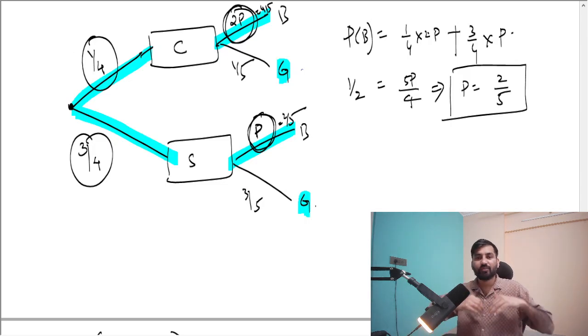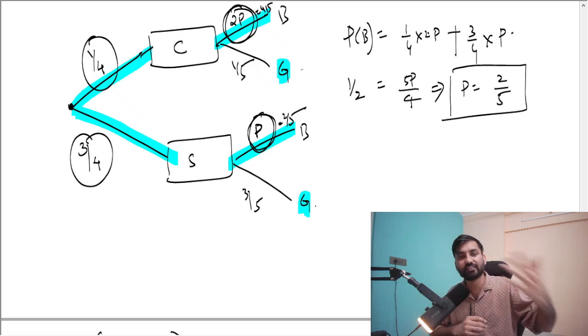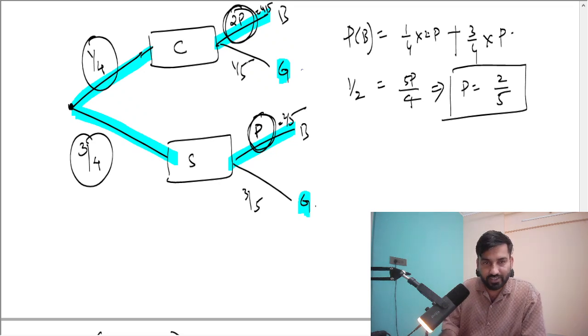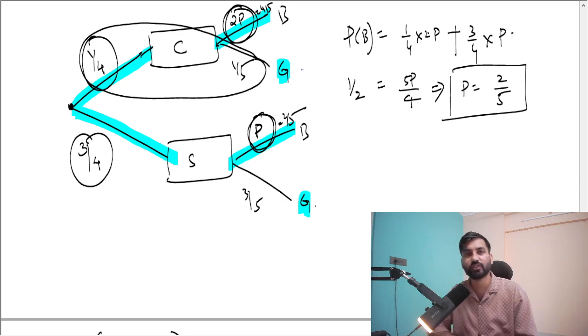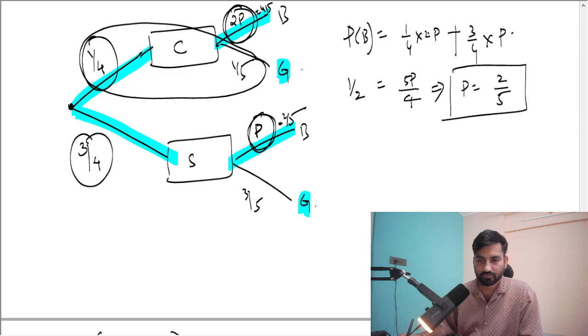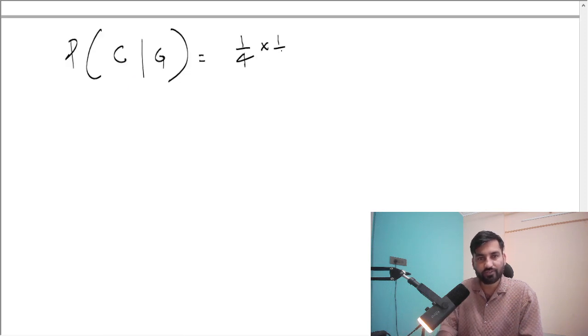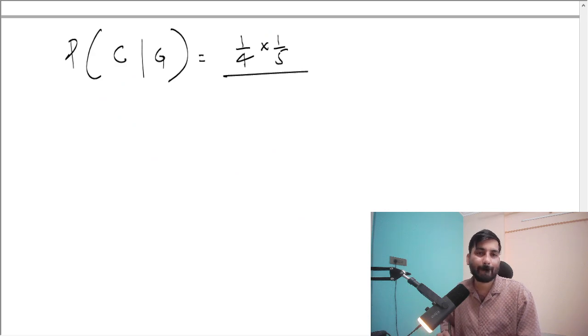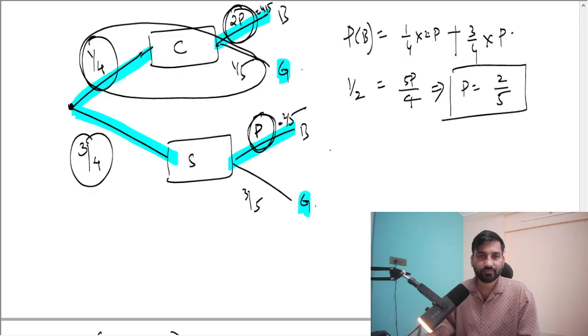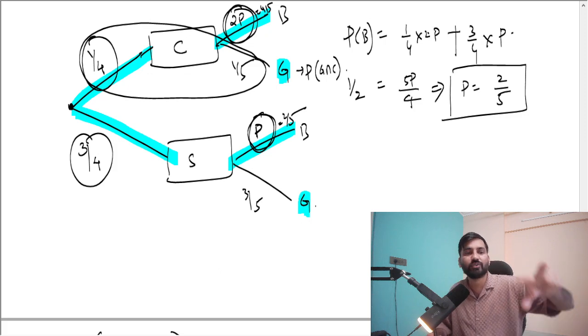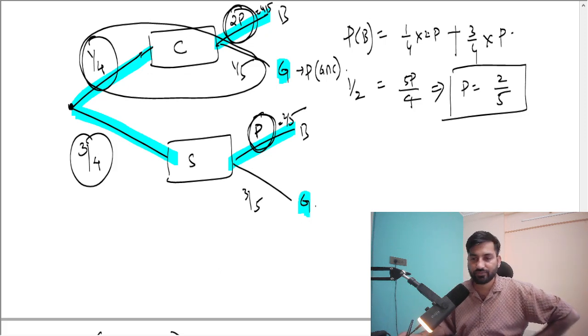What they are saying, already you know that the student is going to be a girl, but she studied what? She studied commerce, you can say, right? So what you have to do here is you have to take this one, multiply 1 by 4 times 1 by 5, upon. I mean, this is nothing but a probability. From here, you can find the conditional probability G intersection C, right? That is going to be 1 by 4 times 1 by 5, okay?